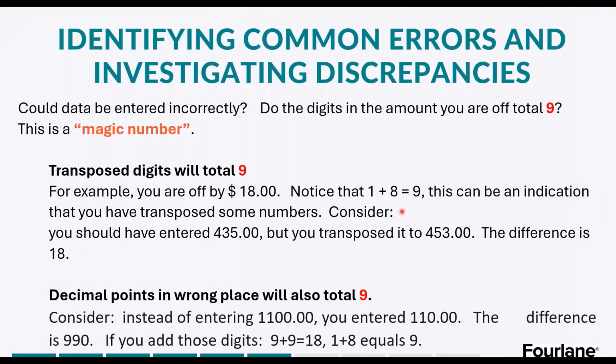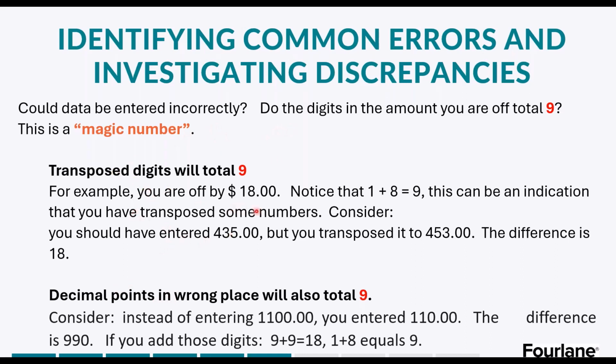Okay, here's another really cool feature that works. If the amount that you are off, if you add those digits, comes out to 9, that can be an indication that you've either transposed it or your decimal point is in the wrong place. Try it. It really works.